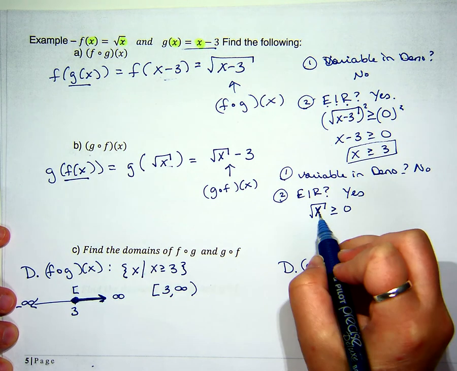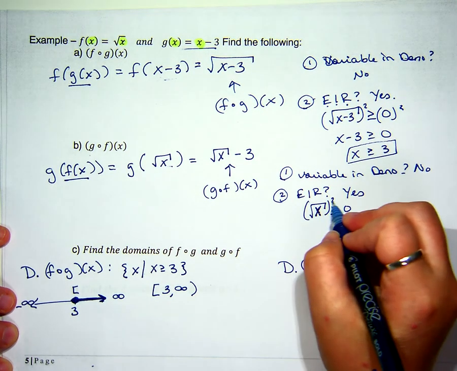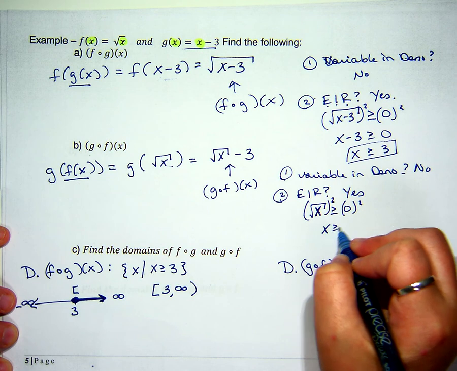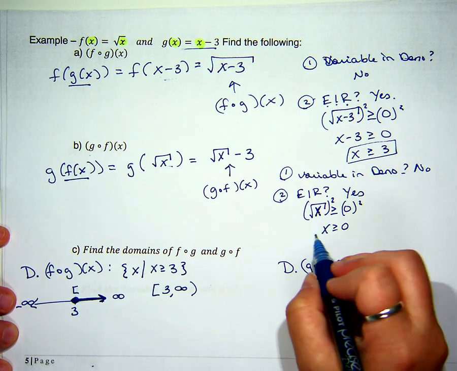It does not matter what's on the outside of your root, simply talk about the root. I'm going to square both sides to get x greater than or equal to 0. So this is my domain. It's the set of all x such that x is greater than or equal to 0.